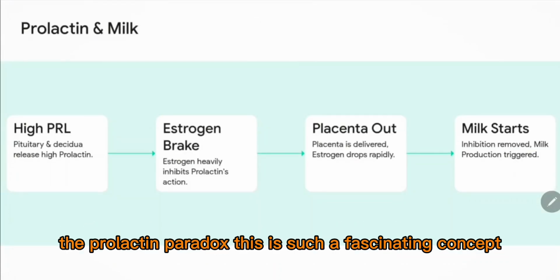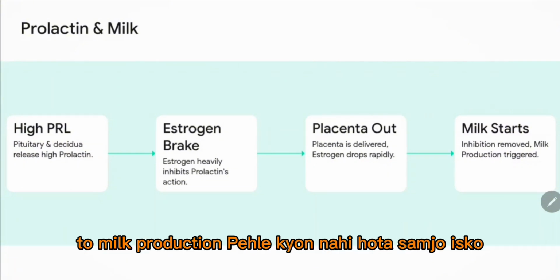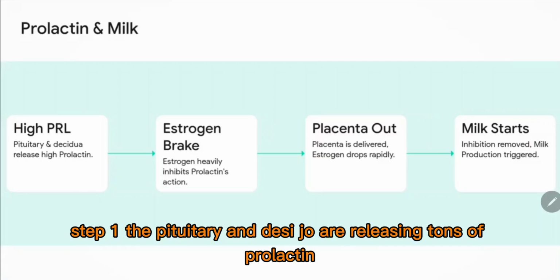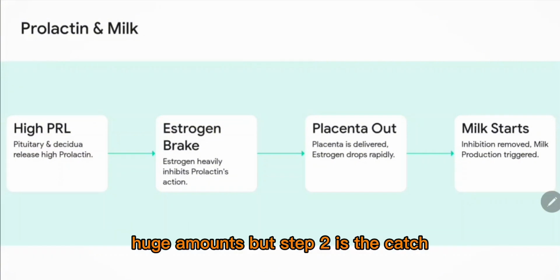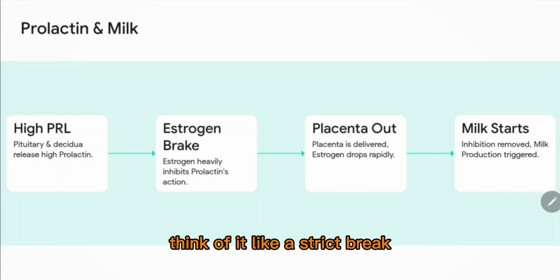Now, the prolactin paradox. This is such a fascinating concept. Students always ask me, Sir, prolactin is so high during pregnancy, तो milk production पहले क्यों नहीं होता? समझो इसको. Step 1. The pituitary and decidua are releasing tons of prolactin, huge amounts. But step 2 is the catch. Estrogen is heavily inhibiting prolactin's action on the breast tissue. Think of it like a strict brake.